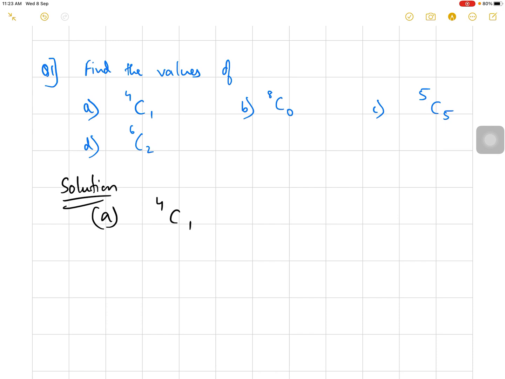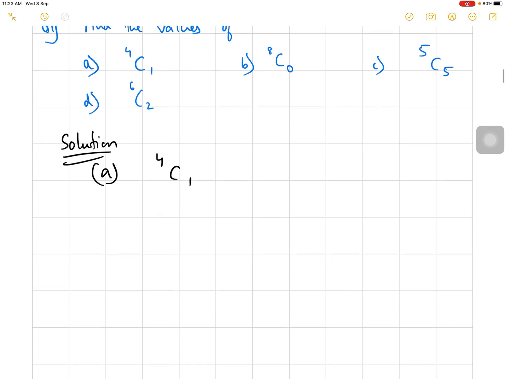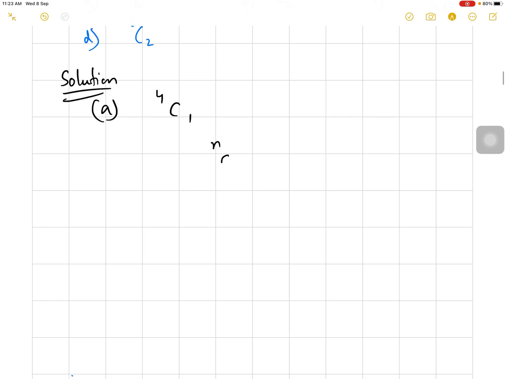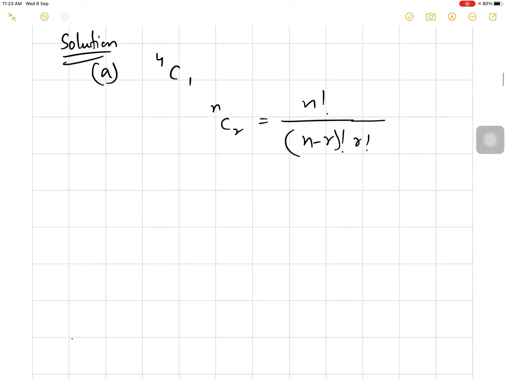First is 4C1. So the formula is nCr is equal to n factorial divided by n minus r factorial, r factorial. So my 4C1 will be 4 factorial divided by 4 minus 1 factorial, 1 factorial.